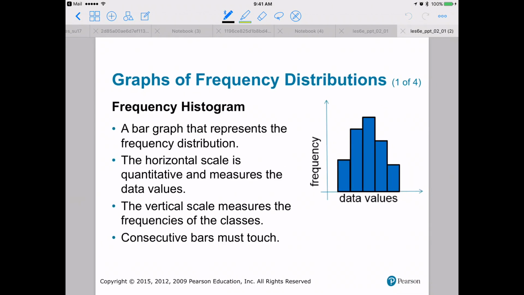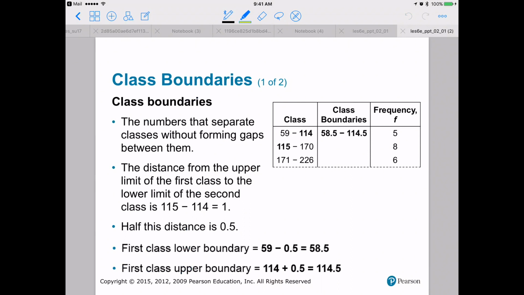So for our next part, we're going to talk about graphs of frequency distributions. Here's where we'll actually use the midpoint more. Notice that for a frequency histogram, anytime you have a histogram, your horizontal scale has to be quantitative, and always frequency is on your Y scale. And lastly, consecutive bars must touch. A frequency histogram is a bar graph that represents the frequency distribution. So let's do an example.